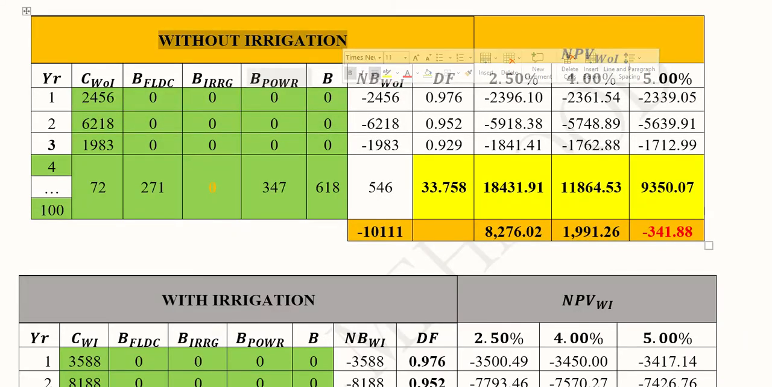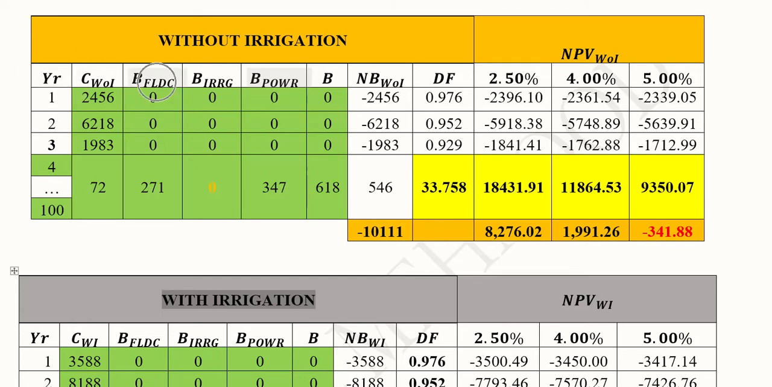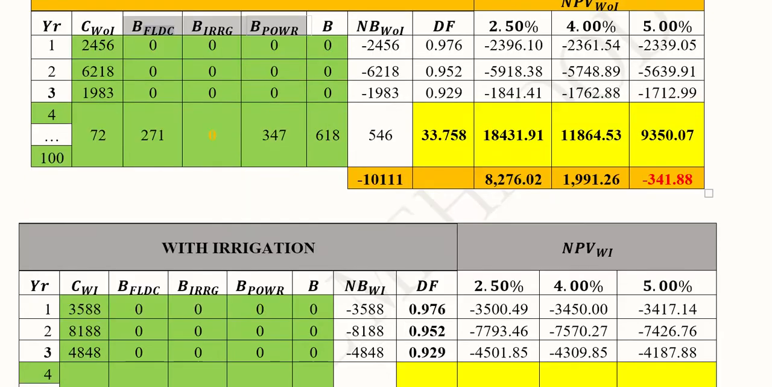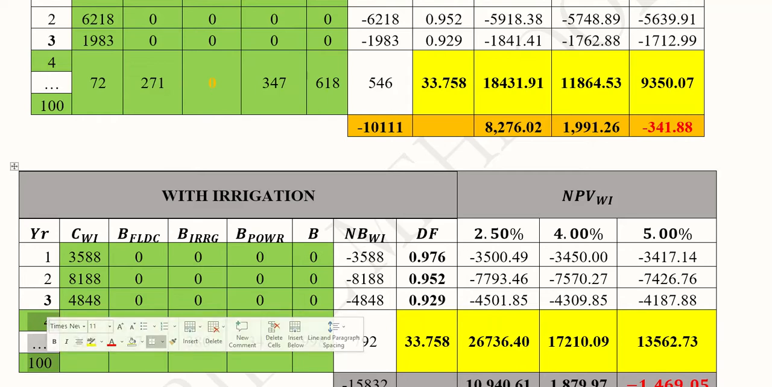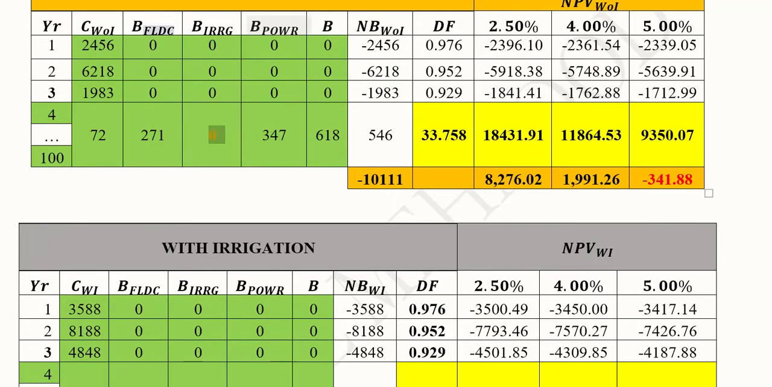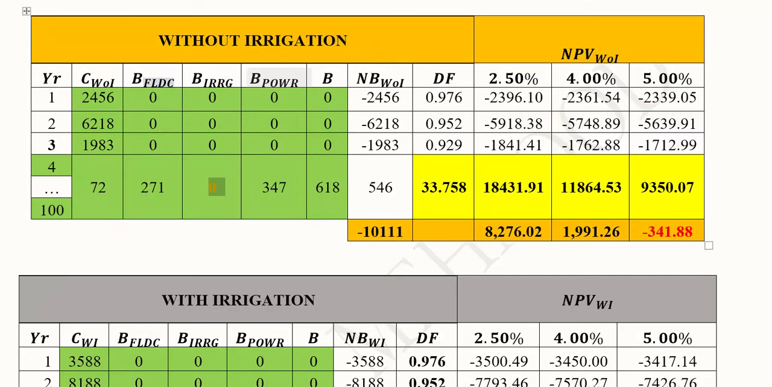Let us see, there are 2 basically alternatives that we have, and they are multi-purpose projects because there are benefits, that is flood control, irrigation, and power generation. So there are 3 benefits or objectives that we are trying to achieve. Similar holds here. However, in this case, irrigation has a certain value for this set of years, that is from year 4 till the 100th year. However, you can see here the irrigation has no value because the irrigation is not targeted in this project. So this is the difference between these 2 tables.